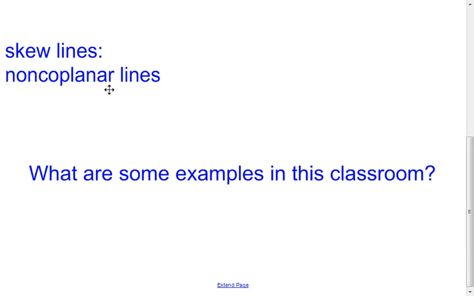Skew lines, again, talked about those before. Those are the non-coplanar lines, and you may want to put on here that never intersect. And I always think of a line from the ceiling that's running north and south, and then a line on the floor that's running east and west. There would be an example of skew lines in my classroom.